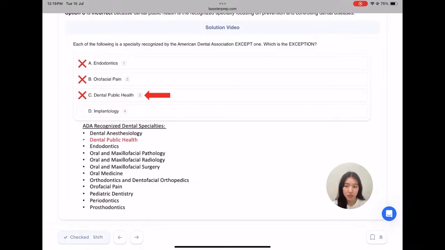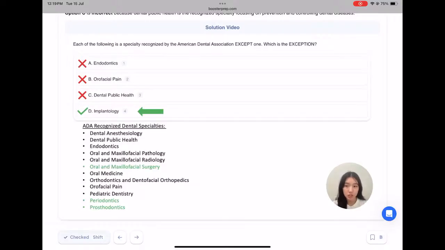This focuses on using community efforts to prevent dental diseases, and this can include providing dental care to low-income communities, but a large part of the specialty is also policy development, assessment, and assurance. This leaves us with implantology as our correct answer, as this is not something that is recognized by the ADA.